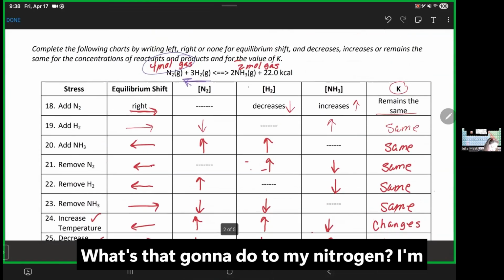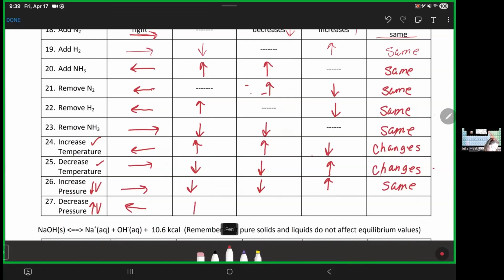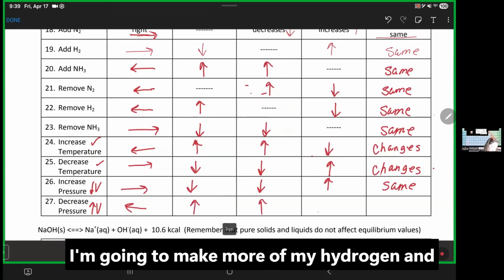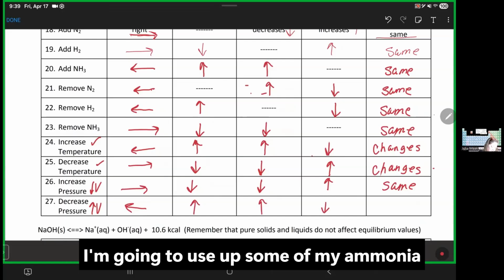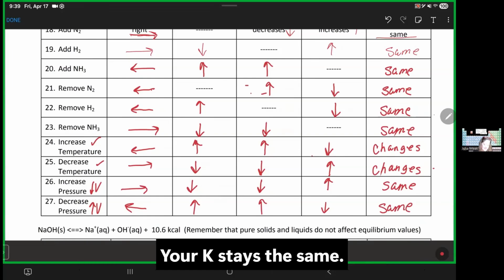What's that going to do to my nitrogen? I'm going to make more of it. I'm going to make more of my hydrogen, and I'm going to use up some of my ammonia. Because temperature was not involved, your K stays the same.